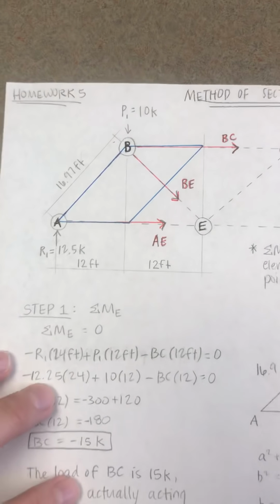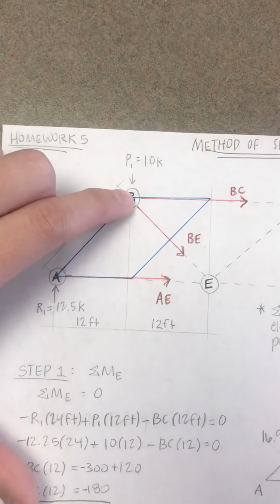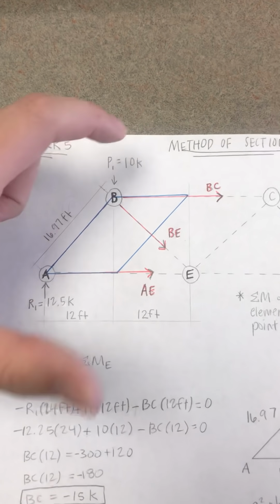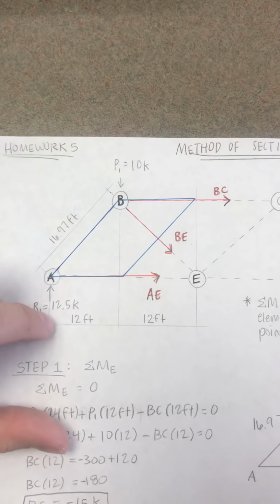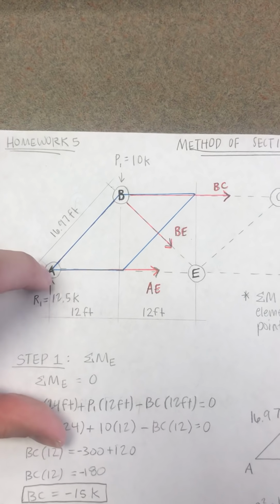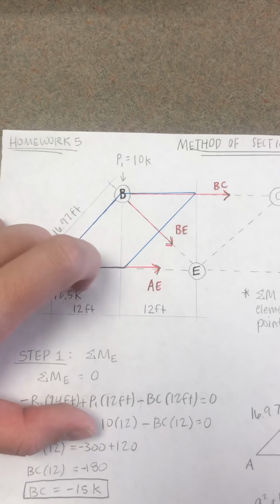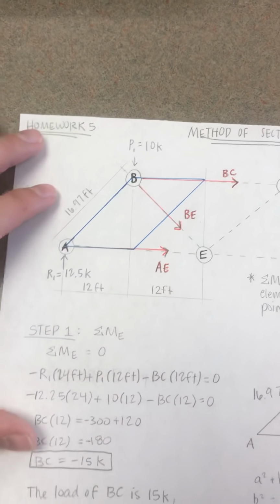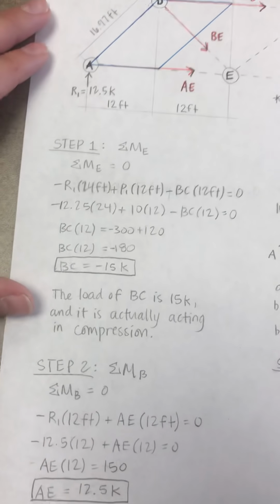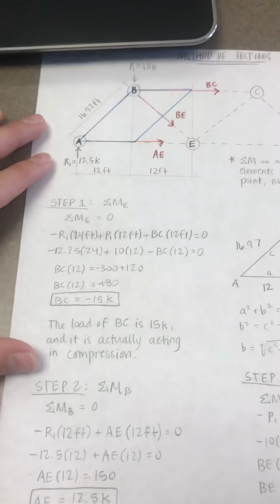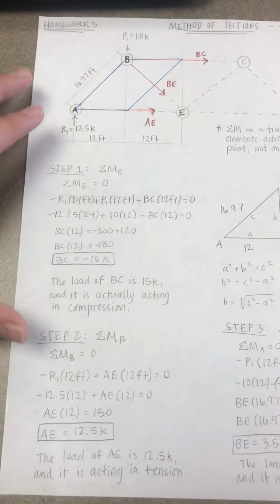So if we go back up to here and we look at point B, we are looking at the things acting about B, so around it. So R1 is over here. We've got AE acting this way as well. Those are our only 2 things acting about point B. I'll zoom out a little bit.